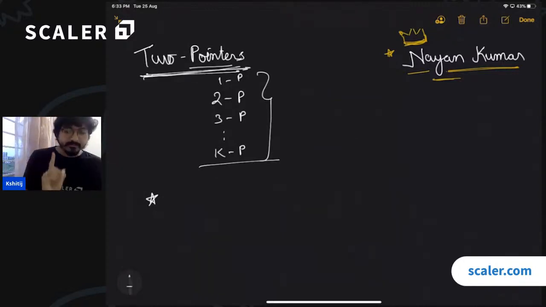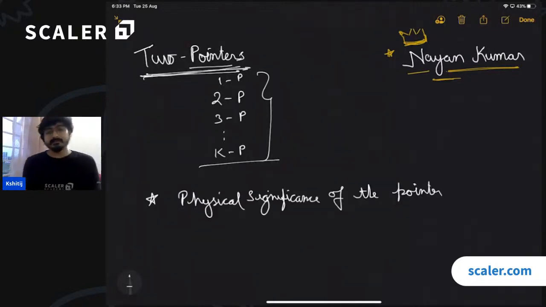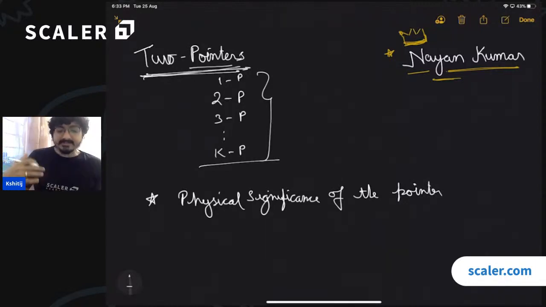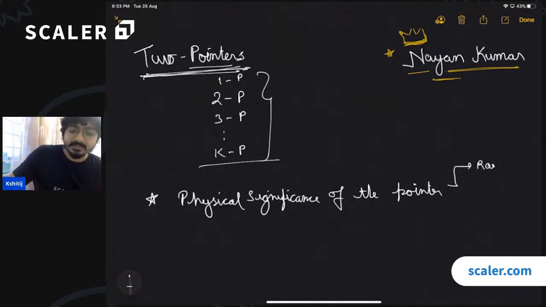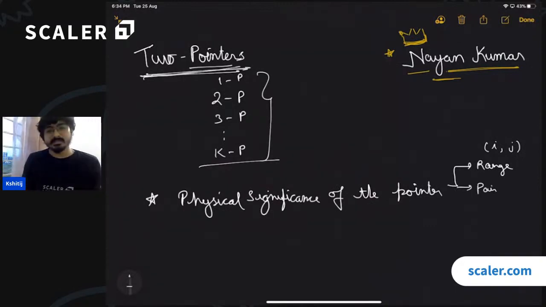So you have to be very conscious about 4 things. One of them is, what is the physical significance of your pointers? What do we mean by the physical significance? Physical significance means, what do the pointers represent? Because pointers might represent a range from I to J, or they might represent a pair I comma J, or they might represent some other thing. But you have to be very conscious about what the pointers are actually representing.